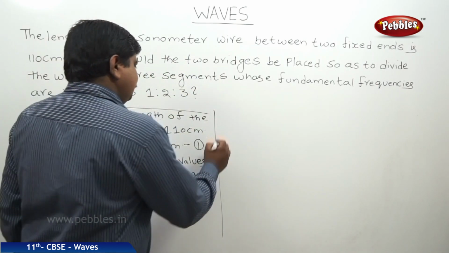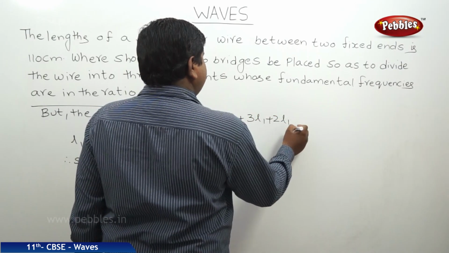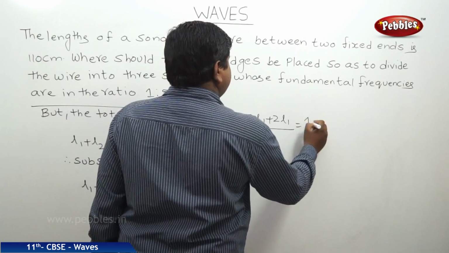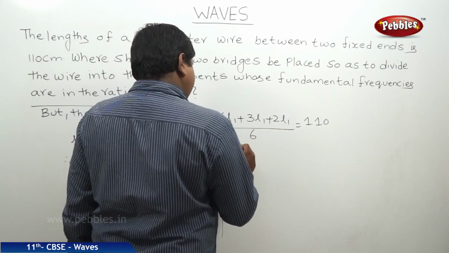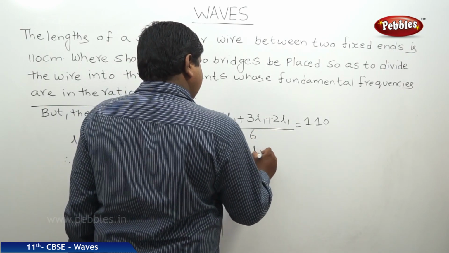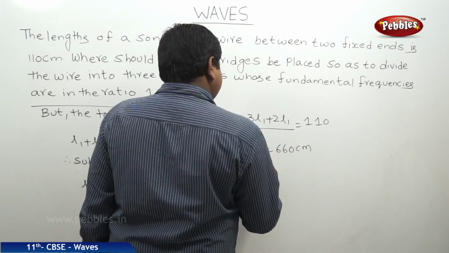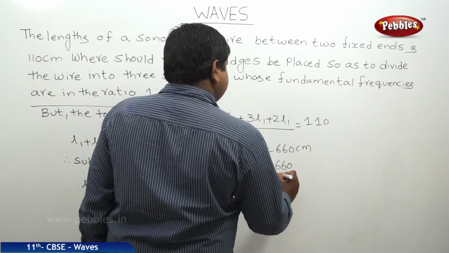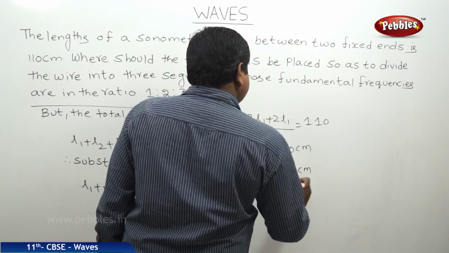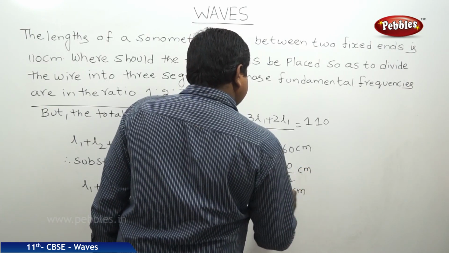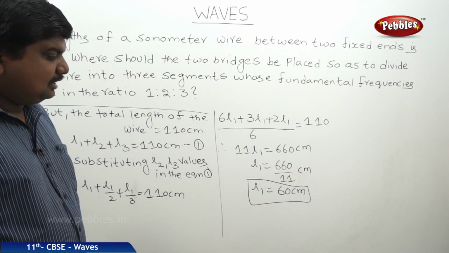LCM is 6. Therefore, (6L1 plus 3L1 plus 2L1) by 6 is equal to 110. 6 plus 3 is 9, 9 plus 2 is 11. So 11 L1 is equal to 660 centimeters. L1 is equal to 660 by 11 centimeters, that is equal to 60 centimeters. We got L1 is equal to 60 centimeters.